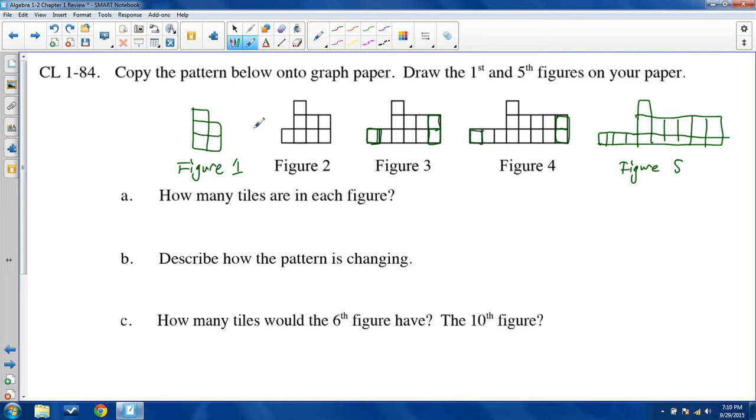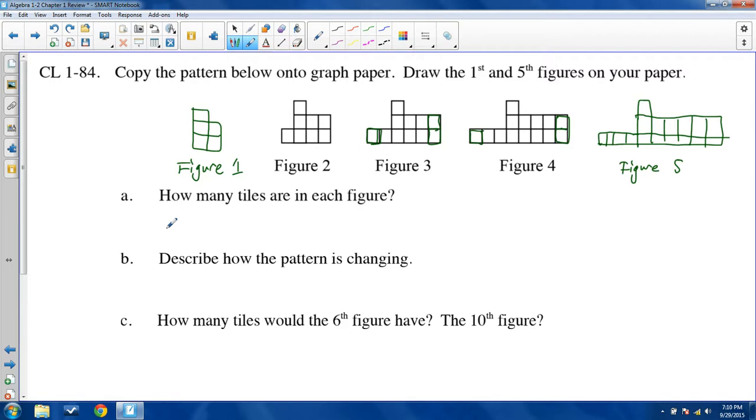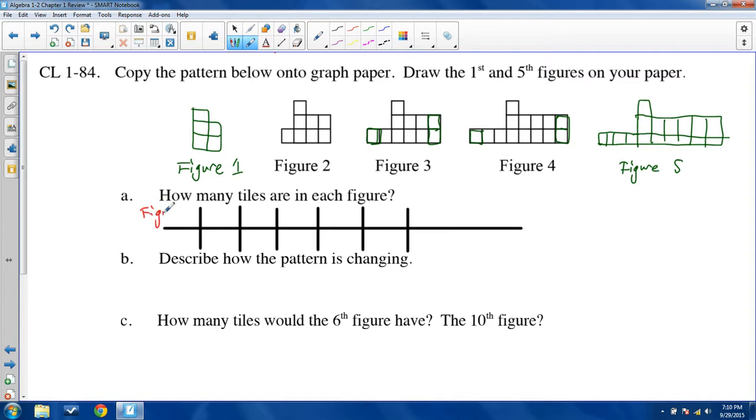So there's figure 1. Okay, how many tiles are in each figure? Figure 1 has 5. I'm going to go ahead and write this like a table. It's going to be the easiest way for me to do this. Let me do a line. That's a big line. Let me do a smaller line. I'm going to go ahead and make a table here by figure number and tile amount, or amount of tiles. Because this way we can compare things a little bit easier.